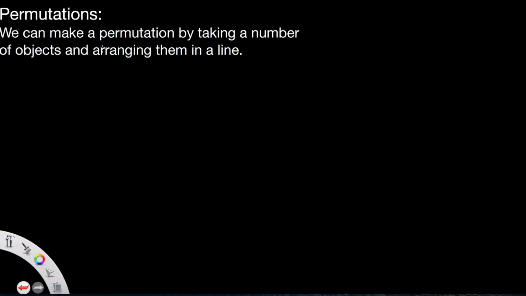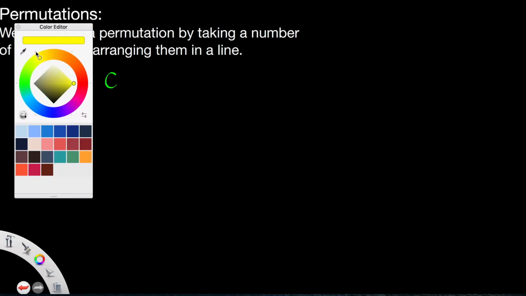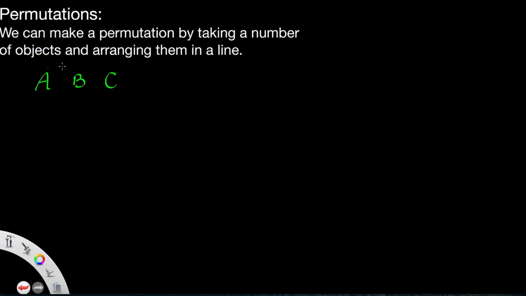We can make a permutation by taking a number of objects and arranging them in a line. Now, look at this example. You have three letters A, B, and C, and we are going to count all possible ways to arrange these three letters in a line.